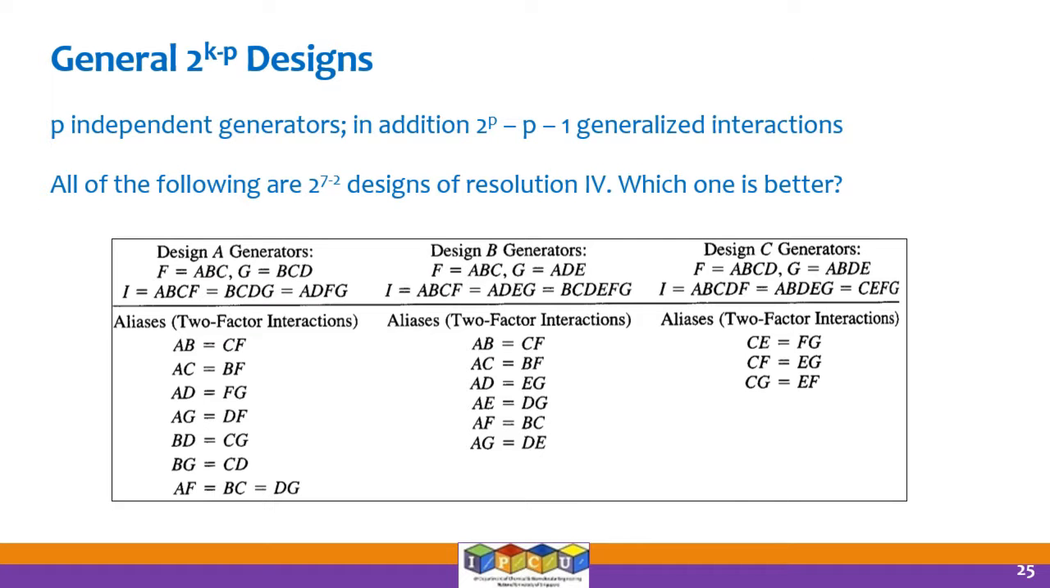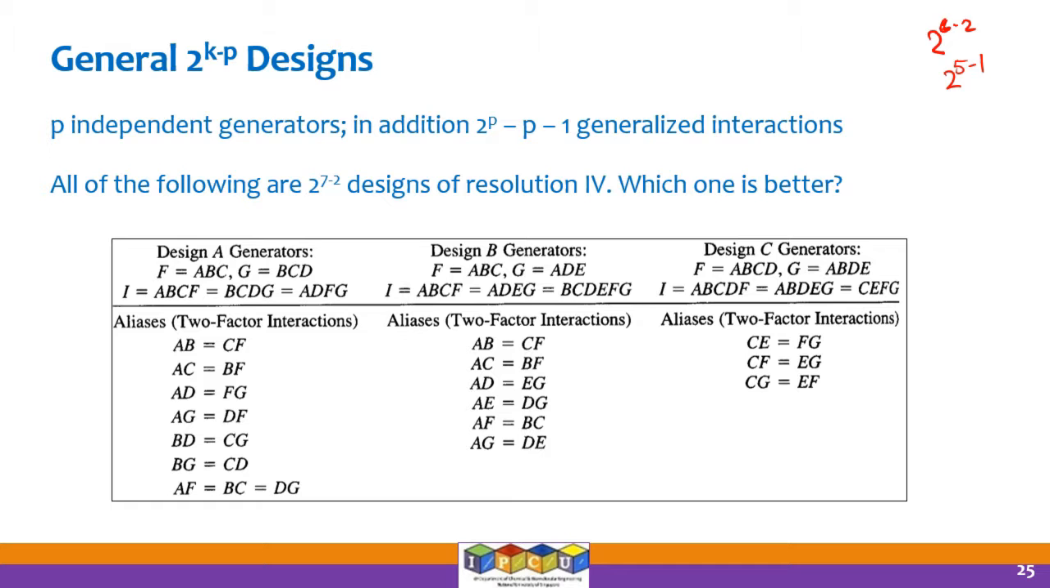Now, if you go for general 2 to the power of k minus p designs, what you see here is the following. So far we have looked at something like 2 to the power of 6 minus 2 in some detail. We have looked at 2 to the power of 5 minus 1, 2 to the power of 4 minus 1, 2 to the power of 3 minus 1, etc. But now let's go into the general 2 to the power of k minus p design.